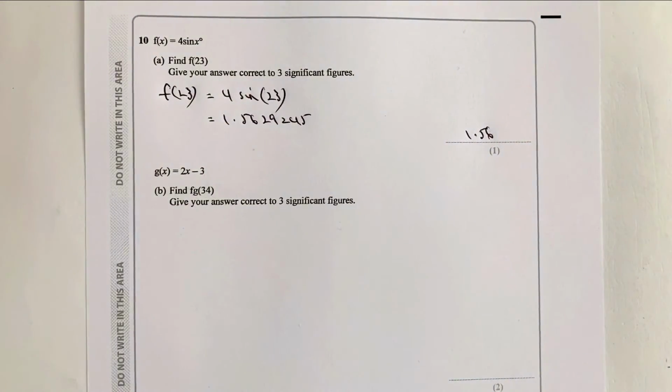Okay, let's have a look at the next one. Then it says g of x equals 2x minus 3.